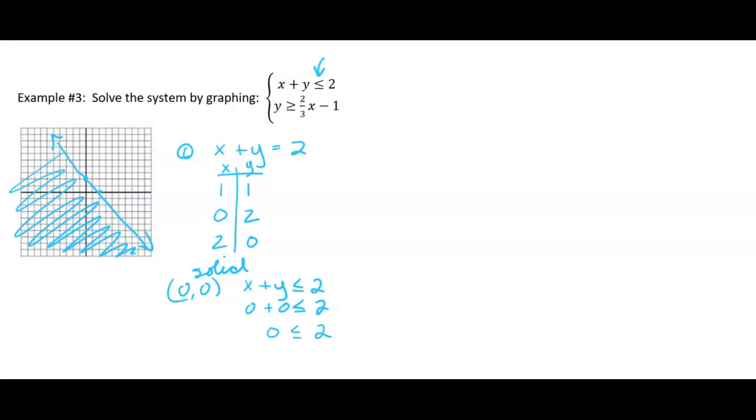Now we'll go to the second inequality and make it an equation. Here's the second one: y equals 2/3 x minus 1. So it's in slope-intercept form, I'll just use that. Here's the y-intercept, 0, negative 1, which is going to be right there. And then the slope is going to be up 2 over 3, so positive slope. Up 2 and over 3, up 2, over 3, up 2, over 3. If you really want to, you can go down 2 and back 3, because negative divided by negative would be the same thing. Okay, is it solid or dotted? Solid, it's got the equal to part. So it's a solid line.